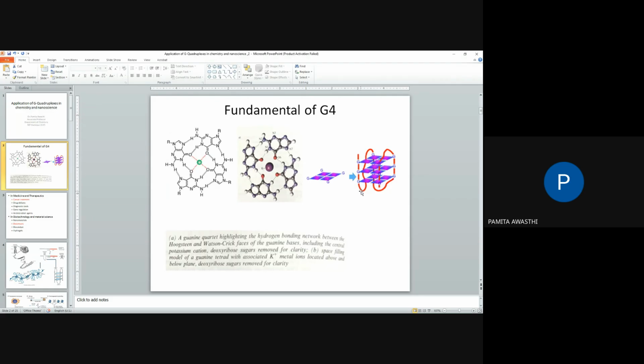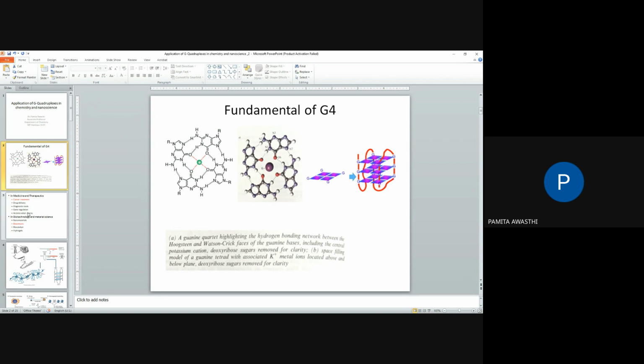And this is the phosphate backbone, which is also called a monomer. And they are arranged by stacking one above the other. So the whole of this structure is called a G quadruplex. One of the major stabilization factors is the presence of ions, either potassium or sodium, in the center, coordinating with the four oxygen atoms above and below. So all these things we have discussed in our very first lecture.